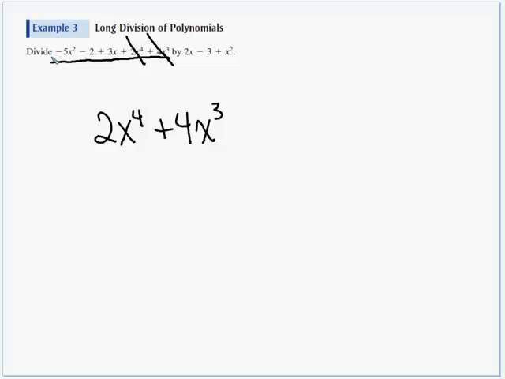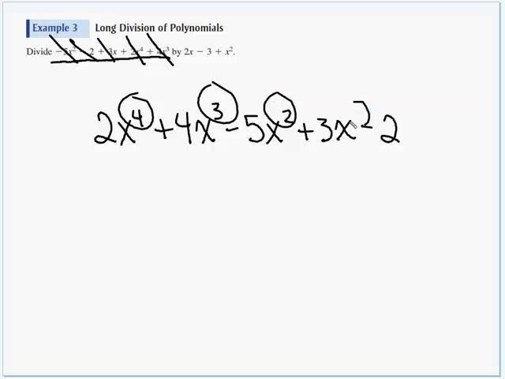Then we have a minus 5x squared. That's our next highest power. And then we got a plus 3x, and then last but not least, we have a minus 2. Okay, that is all in descending order. Every power was accounted for. 4, 3, 2, 1. So we don't need any zero placeholders.